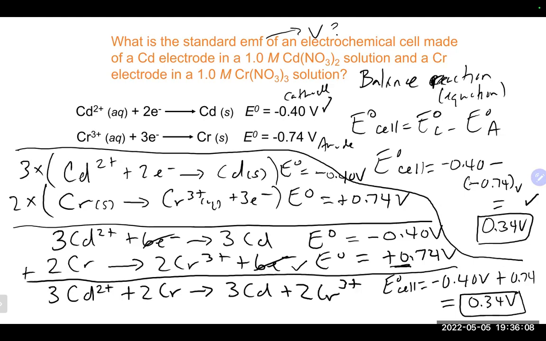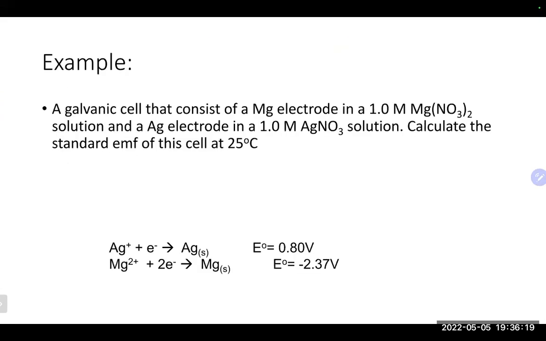All right, so let's try another one. In case you missed that one, it's just super. All right, a galvanic cell is made up of magnesium and a silver electrode. Again, these are SRP values on there. Let's calculate the cell voltage for this one here. See what you come up with.